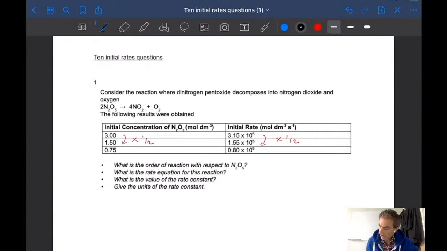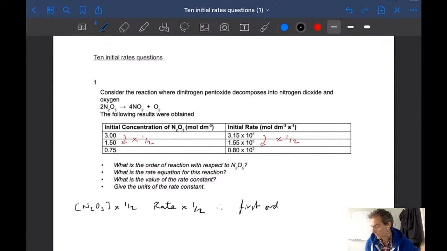So we'll just write that up here. And you don't have to write a lot. You literally would just go in square brackets, the concentration of N2O5 times a half, rate times a half, therefore first order with respect, WRT is fine, to N2O5. Okay, so that's how I would phrase that. And obviously if you've got these annotations in the table there, the examiner knows which experiments you've used to get that from.